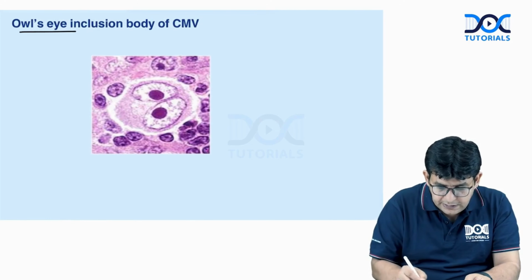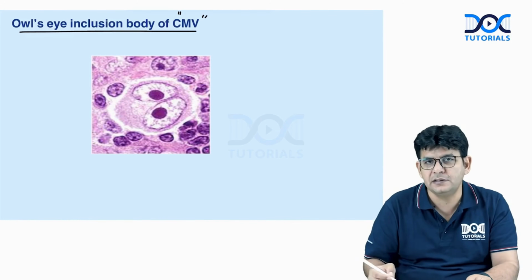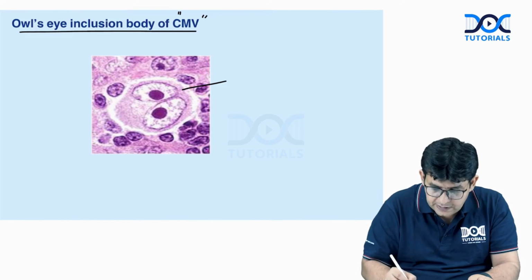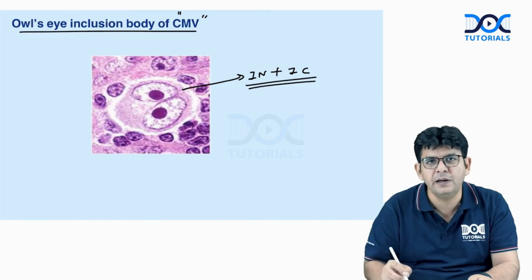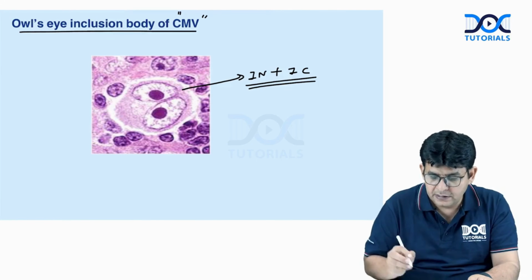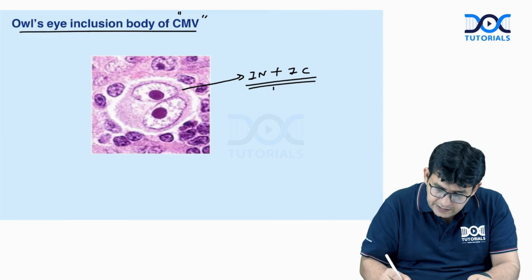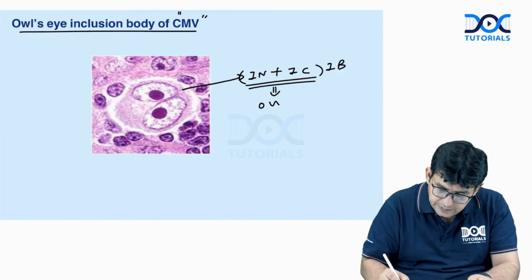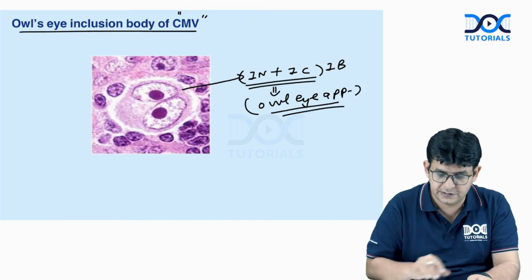The inclusion bodies observed in cytomegalovirus look like this. This is termed the owl eye appearance. They are both intranuclear and intracytoplasmic, but mostly intranuclear, and look like an owl eye. So this intranuclear, intracytoplasmic inclusion body has this particular shape, the owl eye appearance.